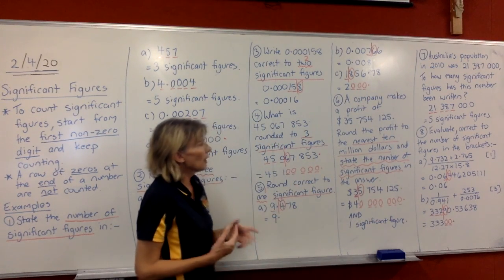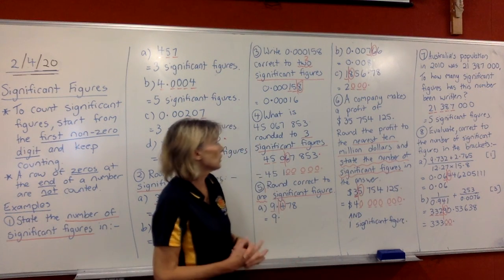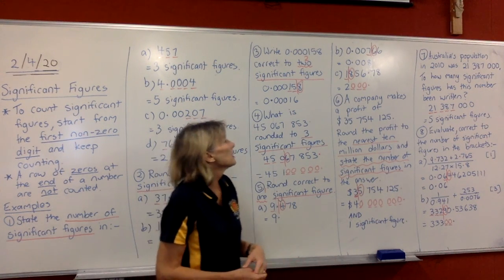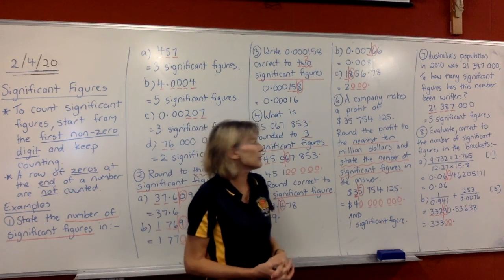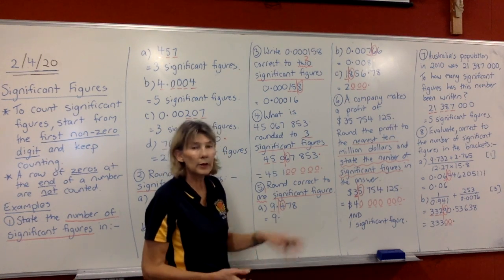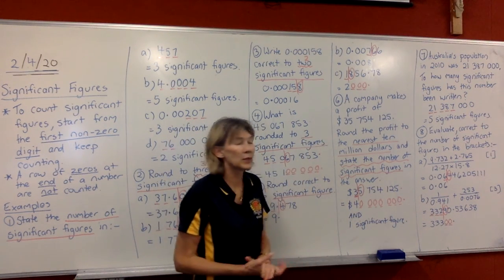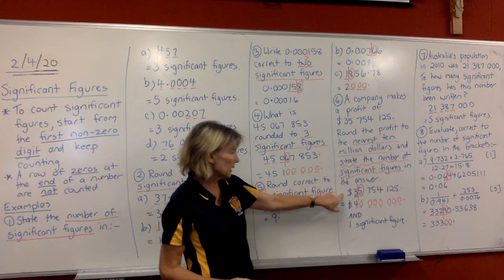Okay, so we're going to apply it to a few word problems here. The questions are no harder. You've just got to read through the words a little bit. So this one says a company makes a profit of $35,754,125. We are going to round that profit off to the nearest $10 million. So I've written the profit down here.